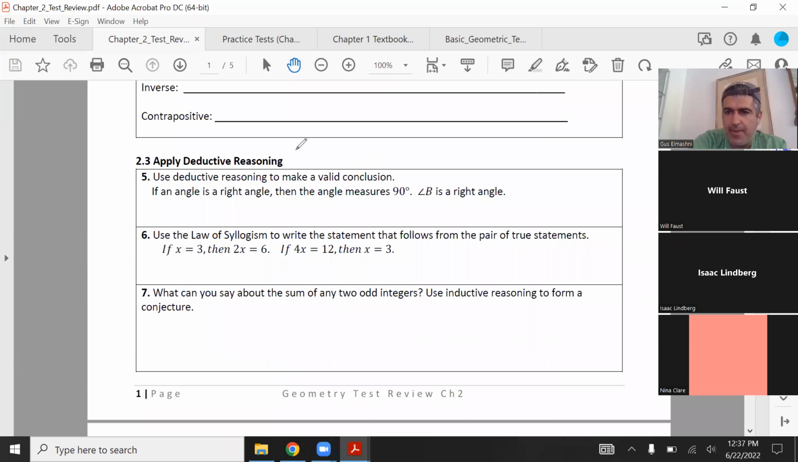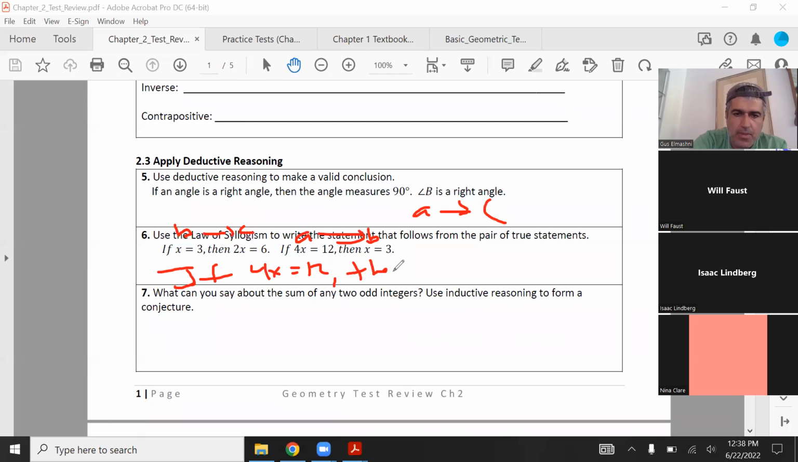angle B equals 90, right? That's pretty obvious. Just use the information given to you. X equals 3, 2x equals 6. So you probably want to reverse these. This calls A, B, B, C. So A leads to B, B leads to C. So therefore, A leads to C. So you could say if 4x equals 12, then 2x equals 6. And obviously it does.